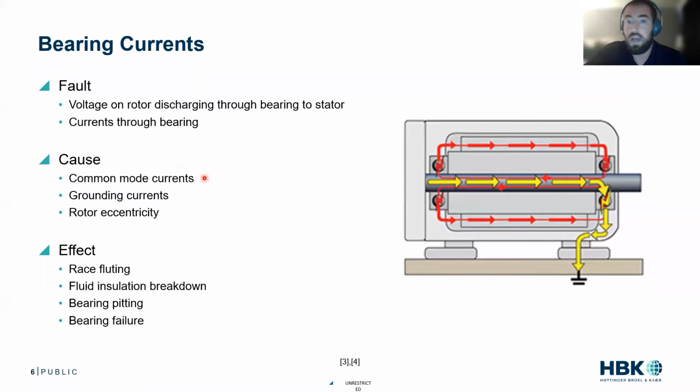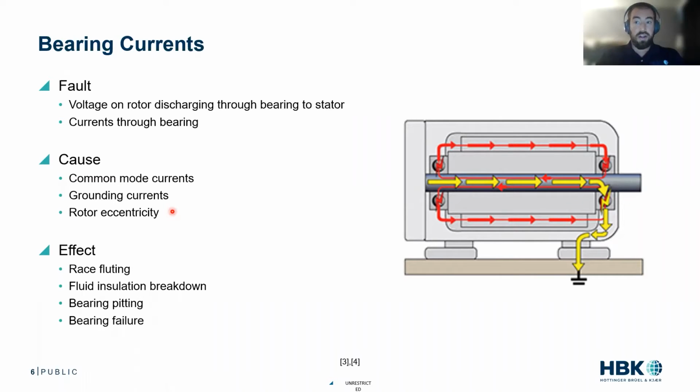So the cause can be common mode currents, it can be grounding currents, it can be rotor eccentricity, but basically we're getting an electric charge that builds up on the rotor, and then eventually that charge is big enough where that bearing, whether it's a ball bearing or a liquid filled bearing, looks like a conductor, and we get a very fast short circuit through it. So we're actually running a current through that bearing. And over time, that bearing, that ball gets pitted. The bearing itself can get fluted.